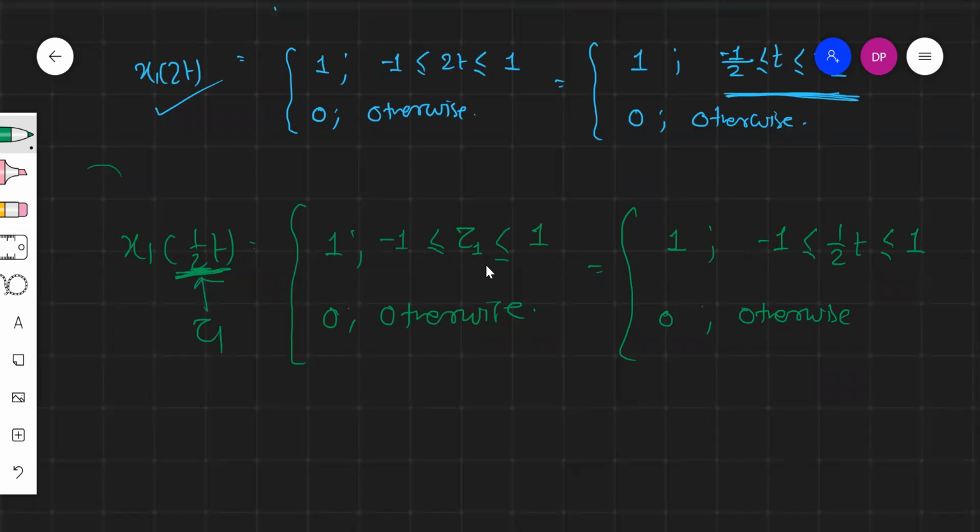So this half t, what can we write? T lies between -2 to +2, right? So in the next expression, this value is 1 when half t lies between -1 to 1, so if I write t lies between, this 2 will go here. This will be -2 to +2 or 0 otherwise. So the signal x1 of t is scaled in time with a scaling factor less than 1. We have taken a scaling factor less than 1, that is half or 0.5. So how will it look like?